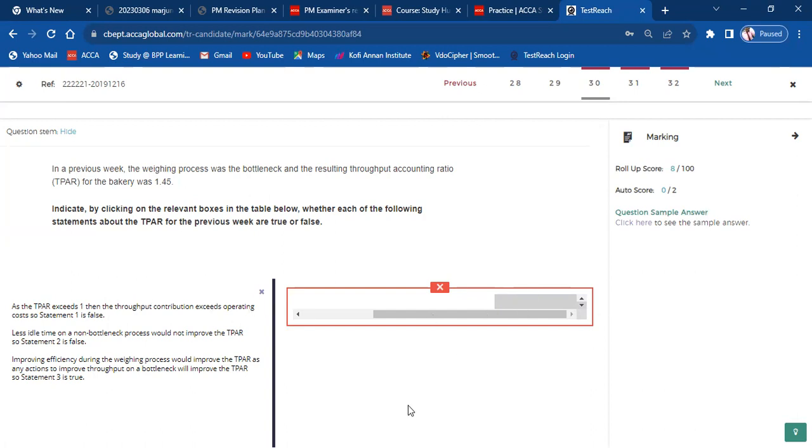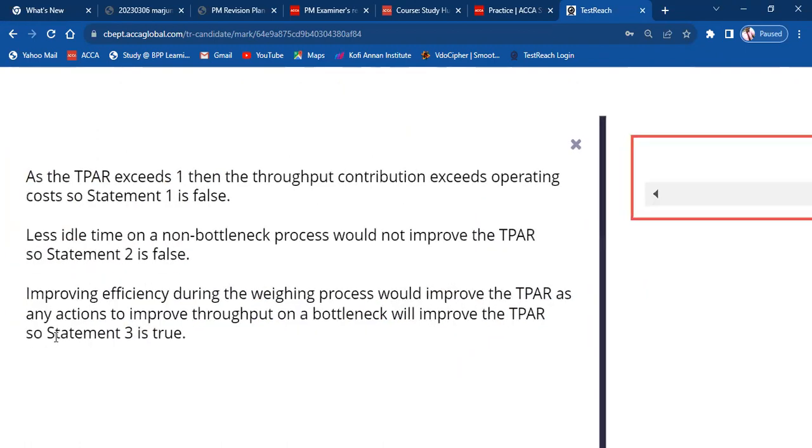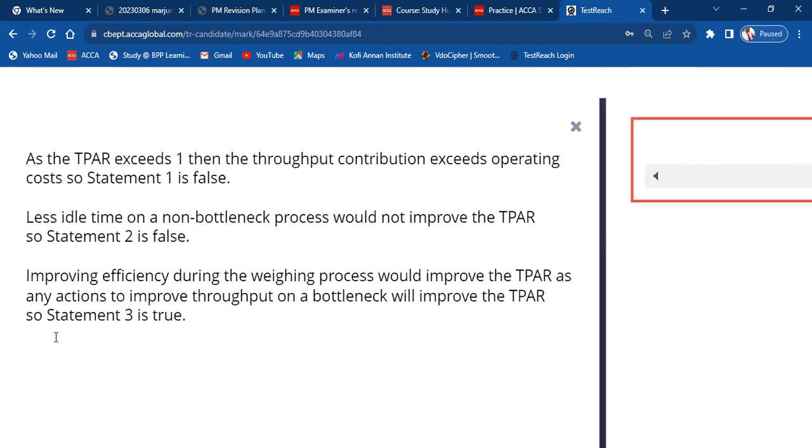Unfortunately, I don't know why, but you've also confirmed you can't see it too. That's strange. As the throughput accounting ratio exceeds 1, then the throughput contribution exceeds operating costs. Okay, so statement 1 is definitely about the fact that 1.45, what does it mean? It means that the throughput is bigger than the cost, so the product is profitable. So I'm sure statement 1 made a statement that the operating costs were rather more than the throughput contribution, so it's false. Statement 2, less idle time on a bottleneck process will not improve the throughput accounting ratio.